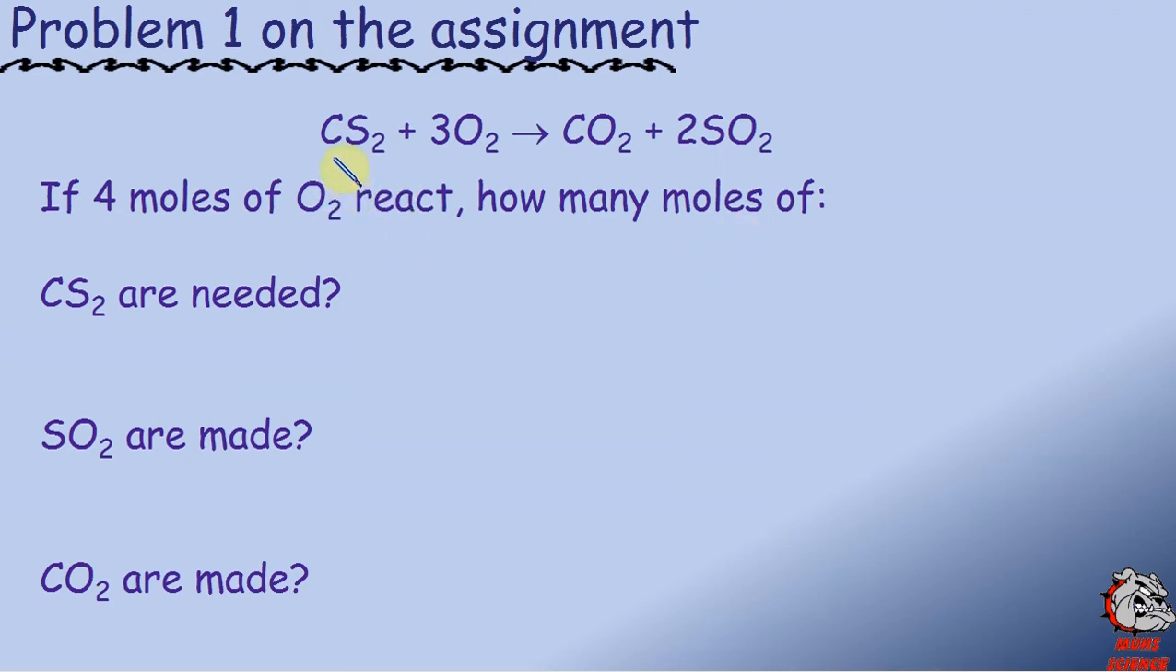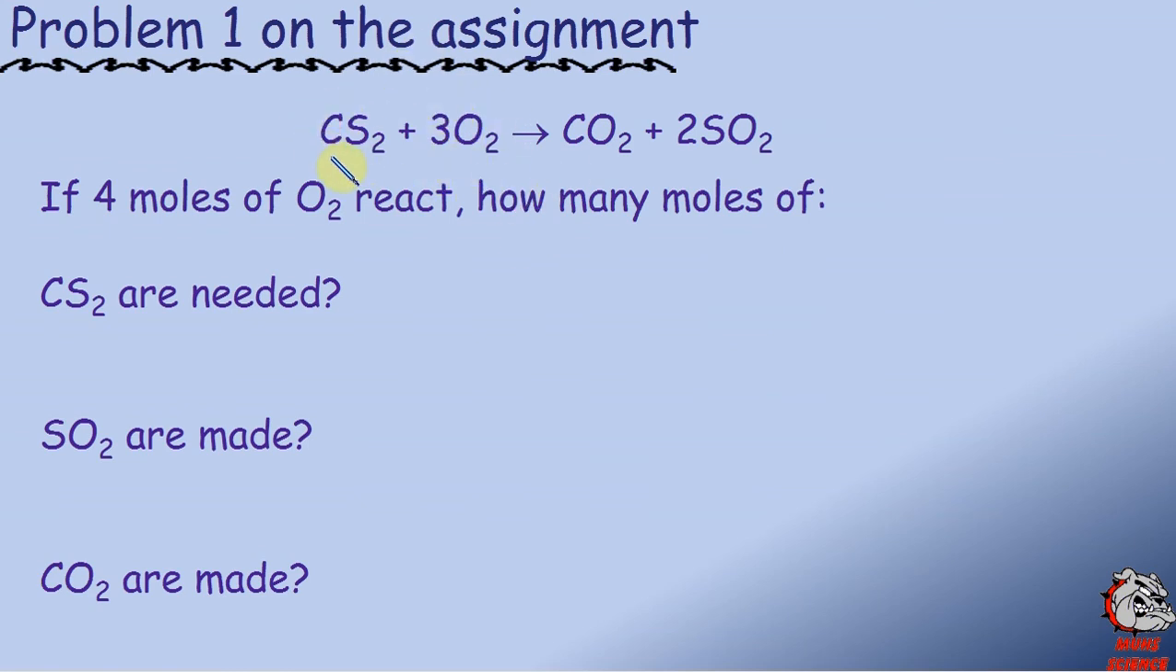I have a reaction of carbon disulfide and oxygen, making carbon dioxide and sulfur dioxide. The problem starts off saying I have 4 moles of oxygen reacting. How many moles of CS2 are needed? How many moles of SO2 are made? And how many moles of CO2 are made? We have our products over here on the right, and we're just going to calculate how much CS2 I need to react.